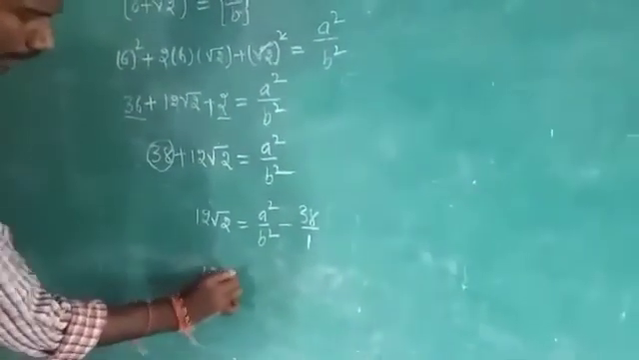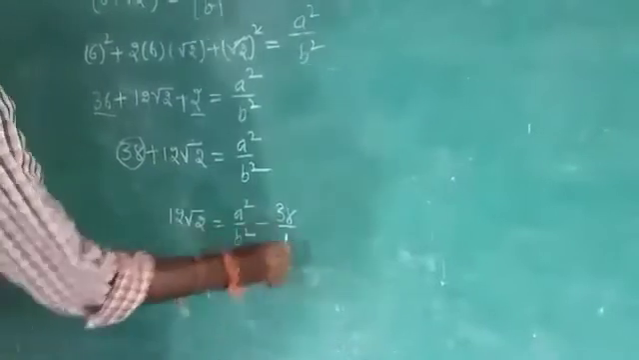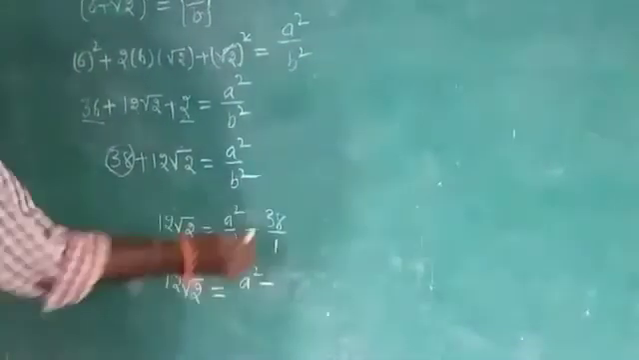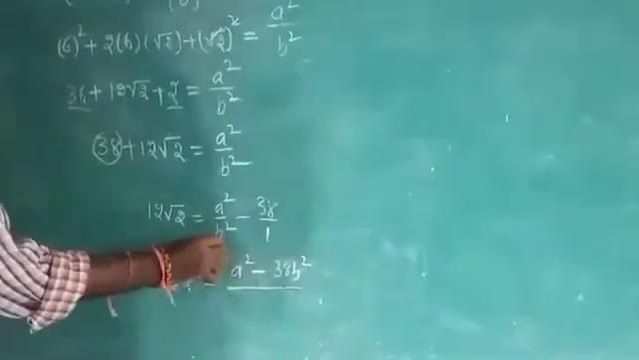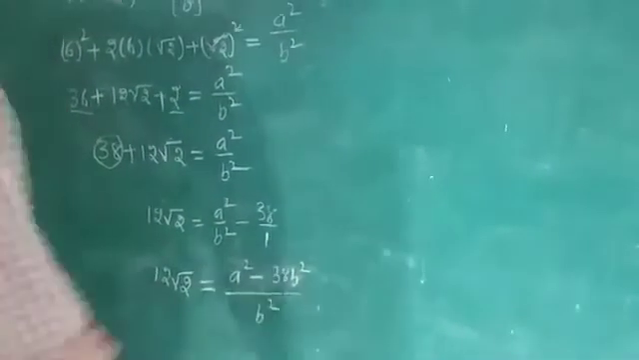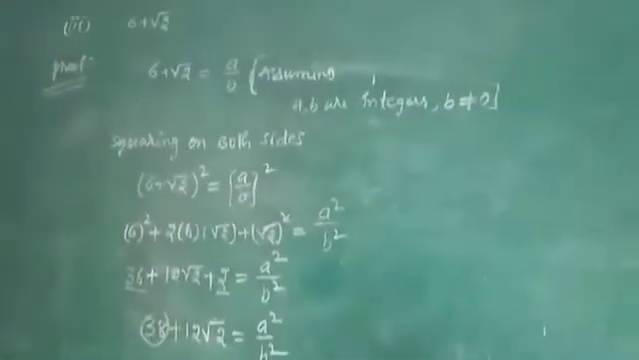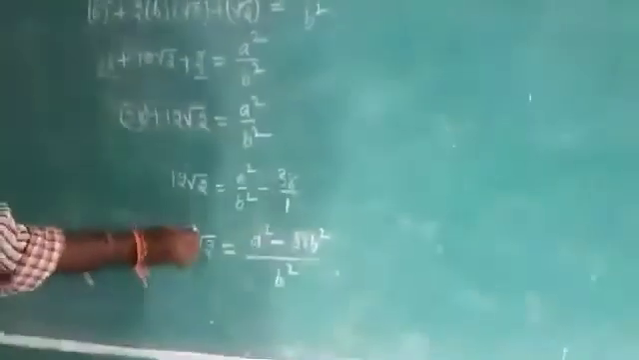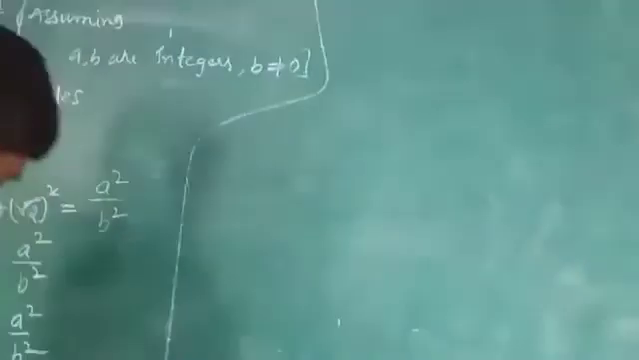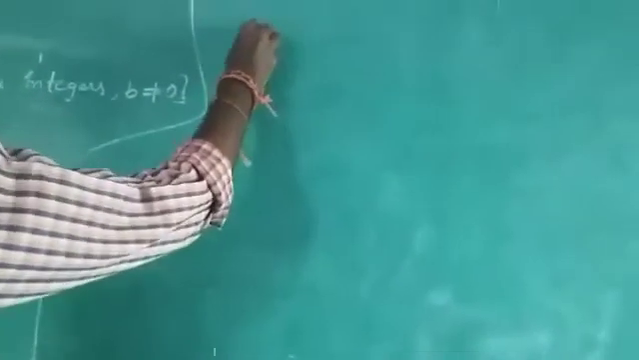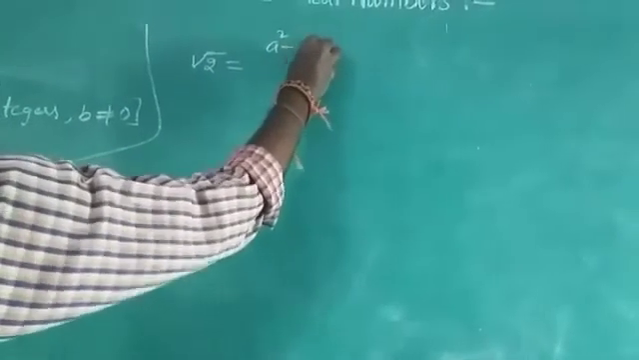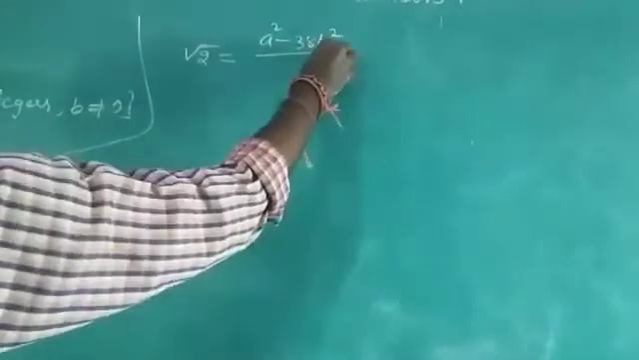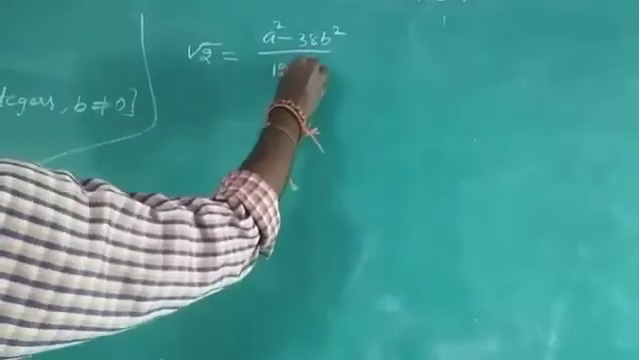Then 12 root 2 is equal to a square into 1, a square minus 38 b square by b square into 1, b square. Simple thing that I told you clearly. This 12 you need to transpose. So what you will write here is root 2 is equal to a square minus 38 b square by 12 b square.